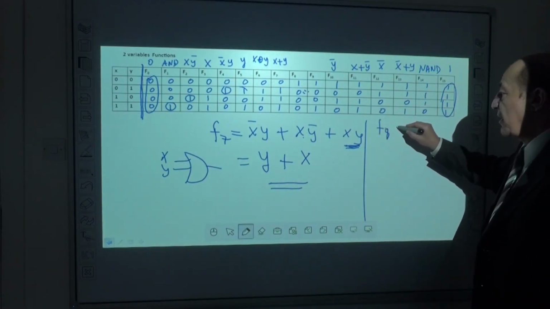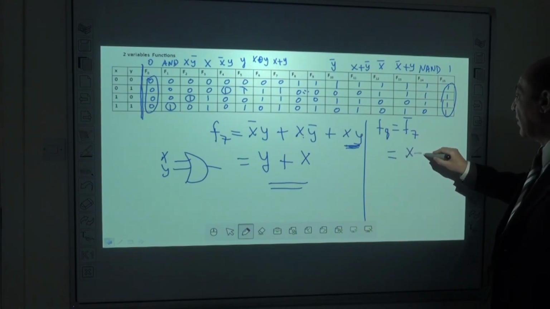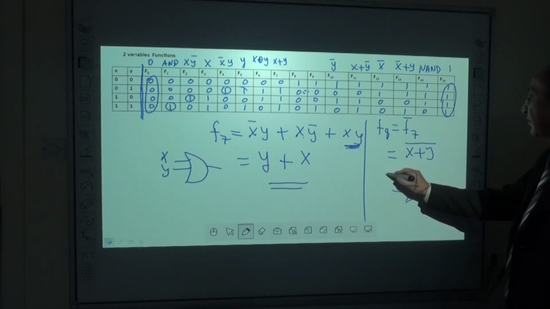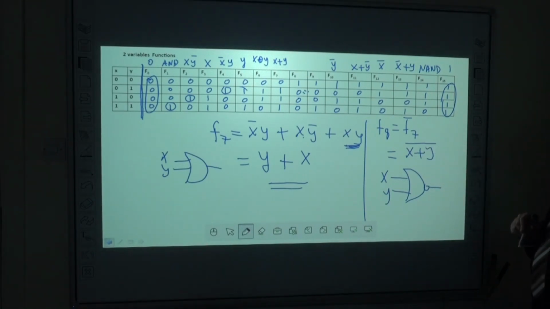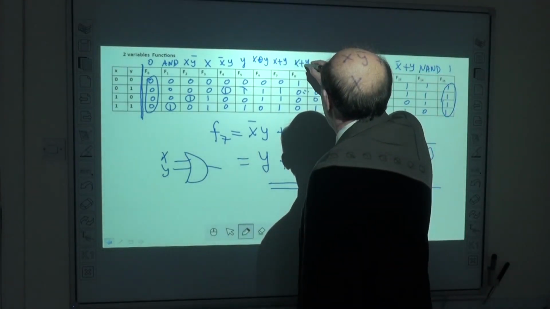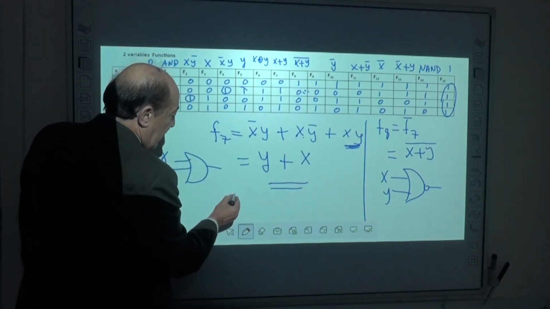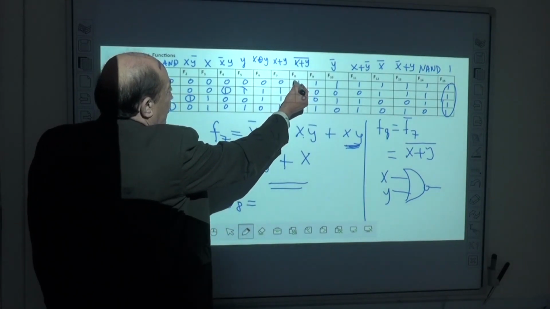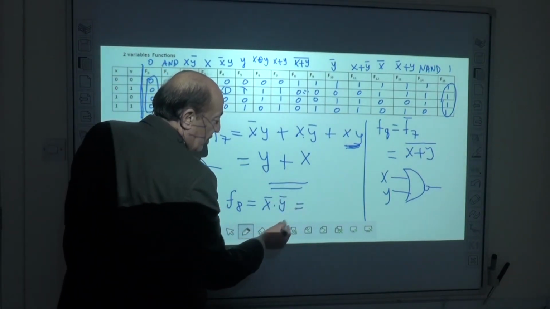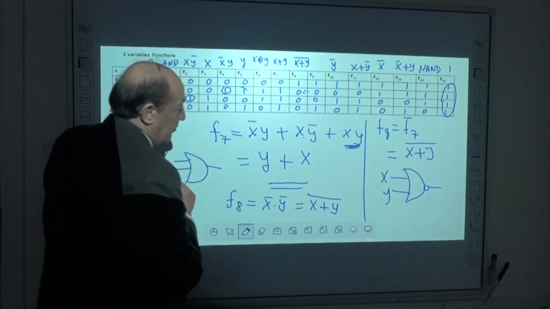f8 is the NOR, the complement of f7, and equals x or y or not. And this is the NOR operation. Or you could write f8 from the truth table, it's 1 only here, on not x and not y. And according to De Morgan's theorem, it is x or y or not. It's the NOR.